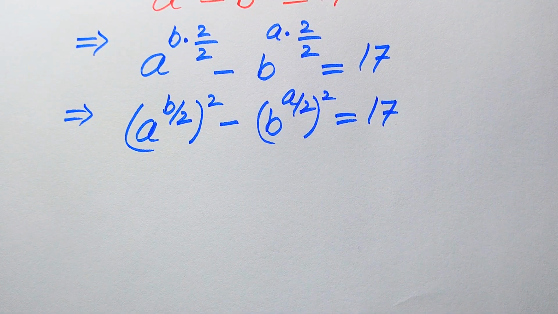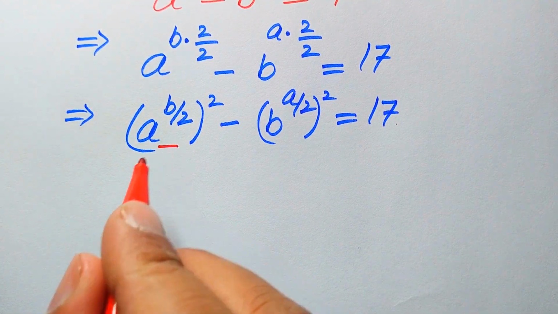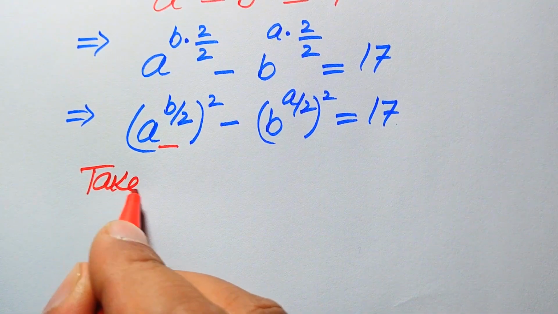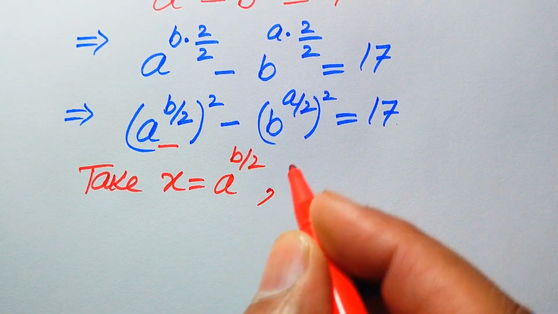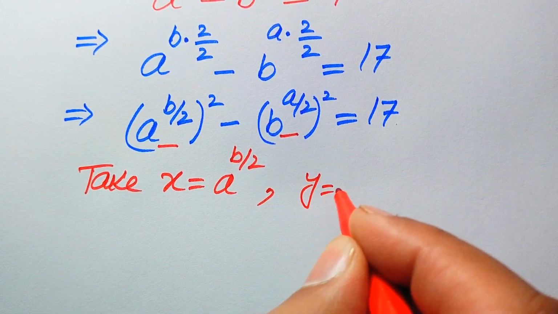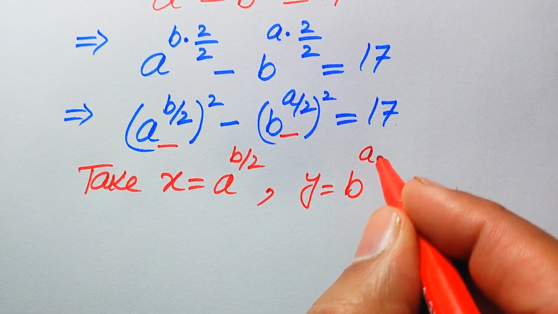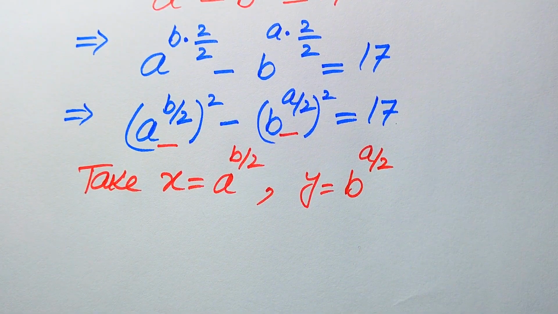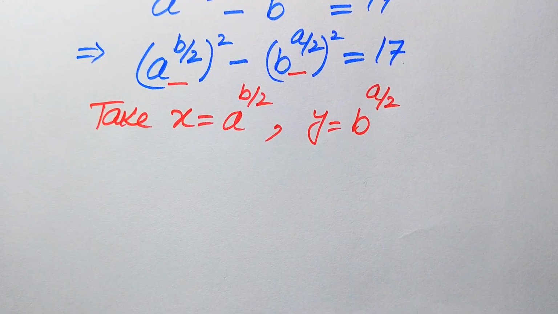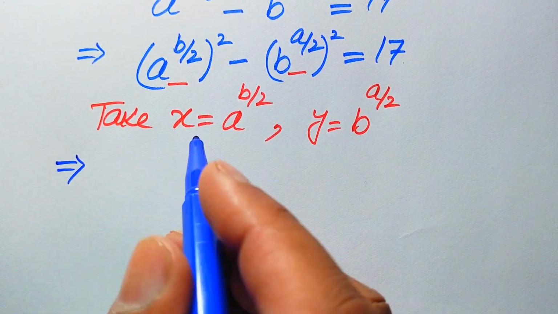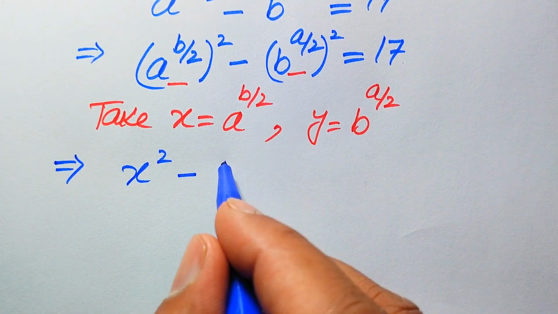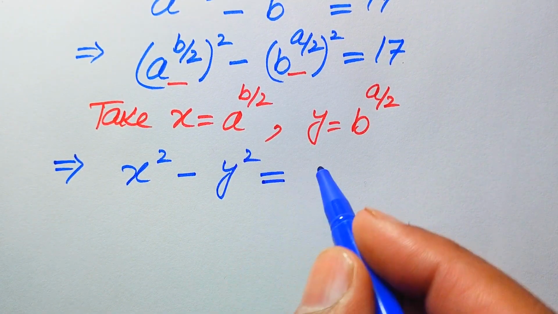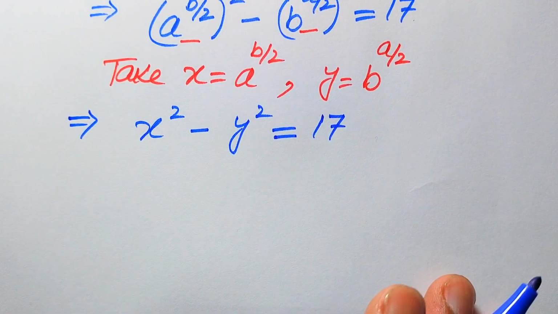So in the next step, we substitute the base of this term as x, so we have x equals a to the power of b over 2. And we substitute the base of this term as y, so y equals b to the power of a over 2. When we substitute both of these values into the above equation, it becomes x square minus y square equals 17.